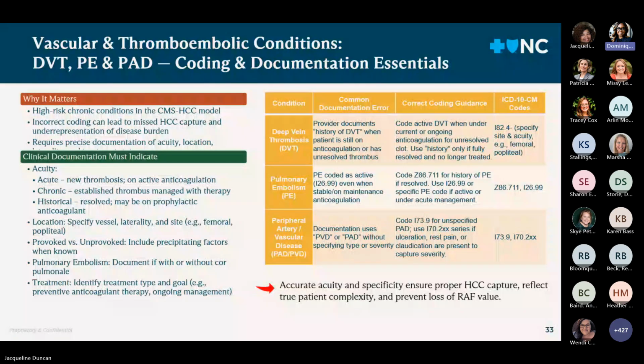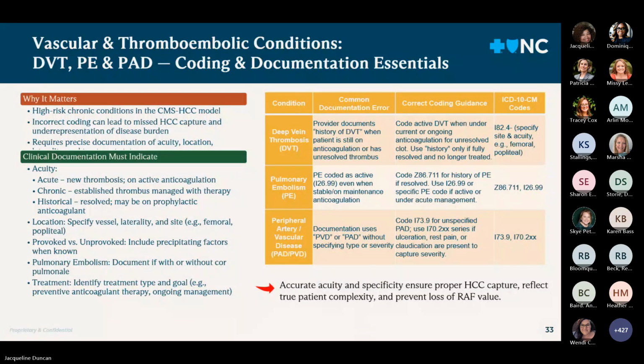Vascular and thromboembolic conditions such as deep vein thrombosis, pulmonary embolism, and peripheral artery or peripheral vascular disease are frequently miscoded because documentation often omits key details about acuity, anatomical site, and current treatment. Accurate risk adjustment depends on clearly distinguishing whether a condition is acute, chronic, or historical, and whether the patient is still receiving anticoagulation or has an unresolved clot.